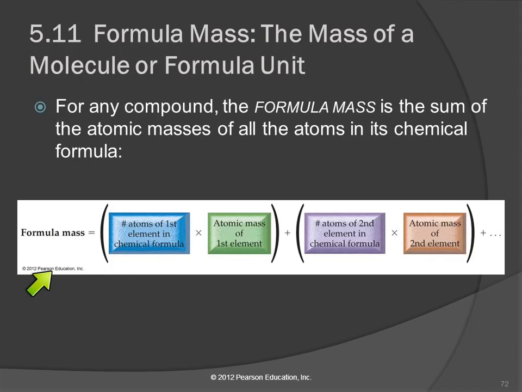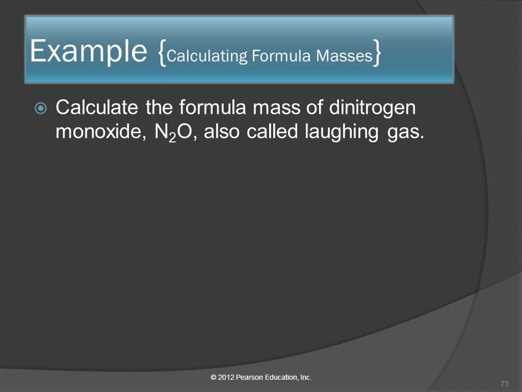The formula mass, which is the mass of one formula unit, is sometimes called the molecular mass, the mass of a molecule. We'll take the number of atoms of the first element times the atomic mass of the first element. And remember, the atomic masses are on the periodic table. So the mass of one phosphorus atom is 30.97 atomic mass units. And so we basically are adding up the masses of all the atoms in a formula unit or a molecule.